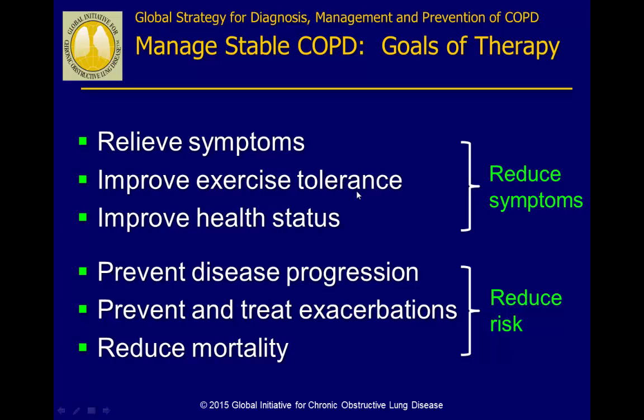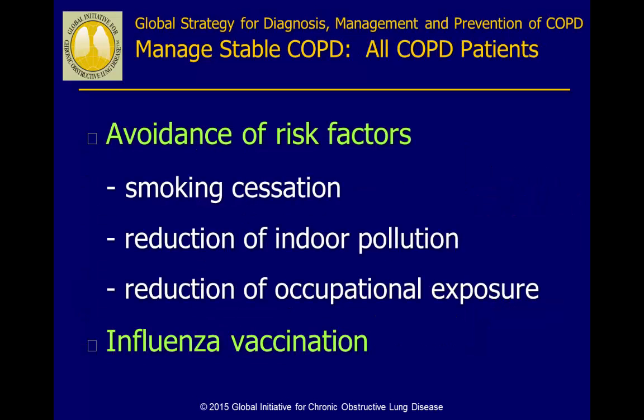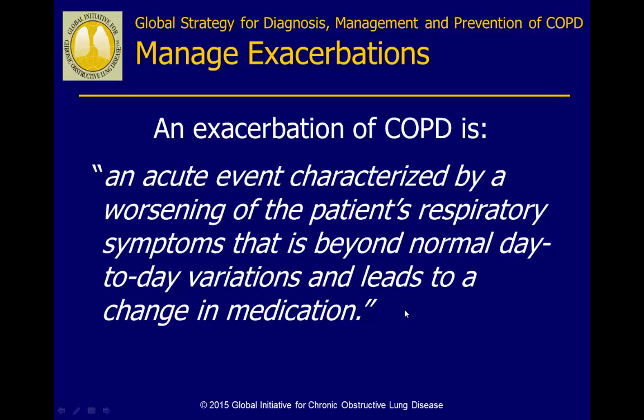So relieve the symptoms, improve exercise tolerance, improve health status, prevent disease by quitting smoking and inhaled toxins, prevent exacerbation, and therefore you will decrease mortality. So how do you do that? Smoking cessation, reduce indoor pollution, reduce occupational exposure, flu vaccination.